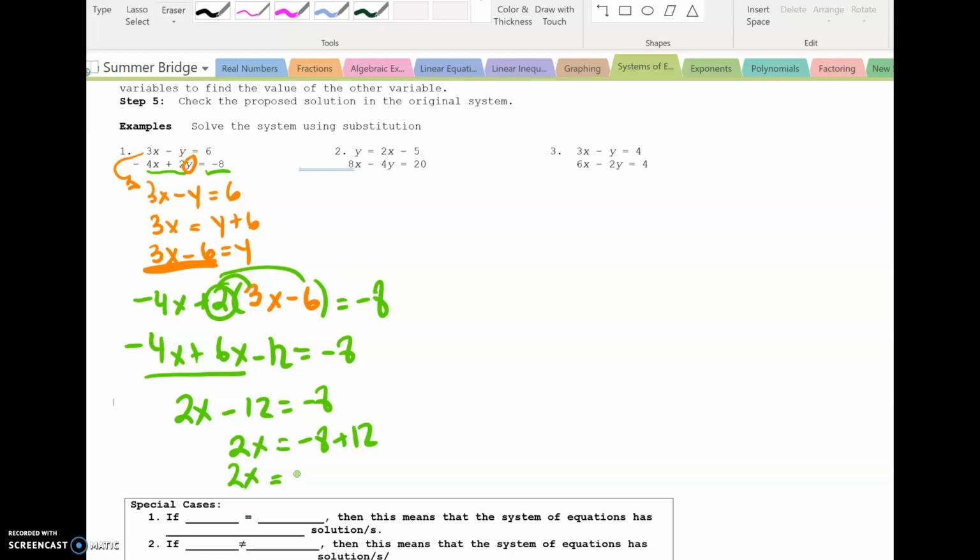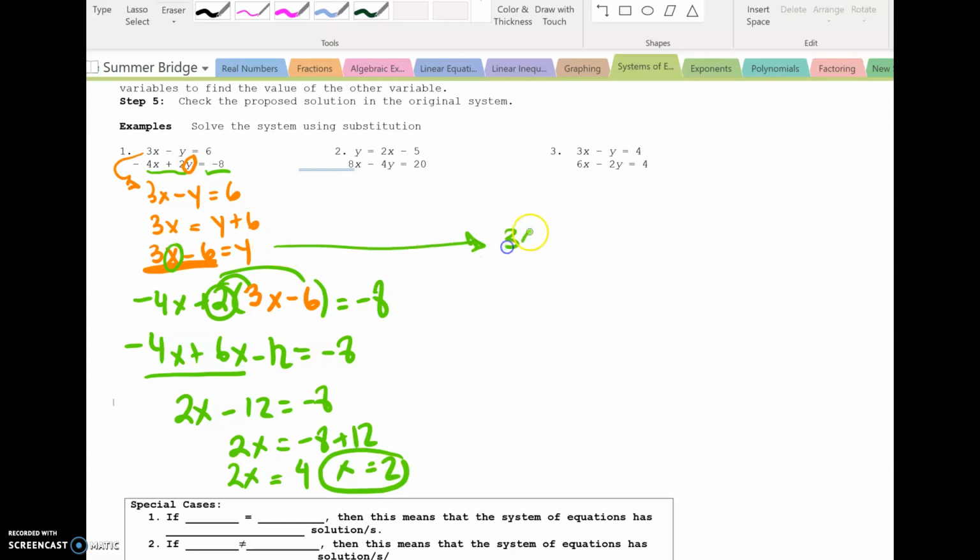I think it's 4. Yeah, 4. And then I divide both sides by 2, meaning to say that x is equal to 2. Okay? Now, clearly I have too much going on here. I'm going to have to move things around. That's all right. I'm going to plug in the 2 for x back into that x value over here. So that's what I'm going to do right there.